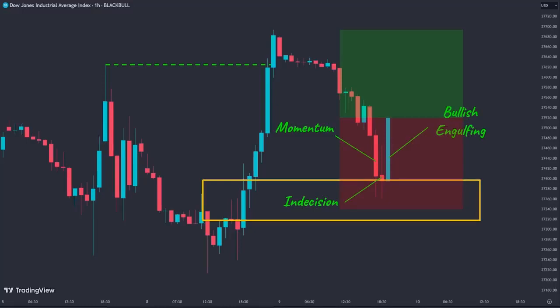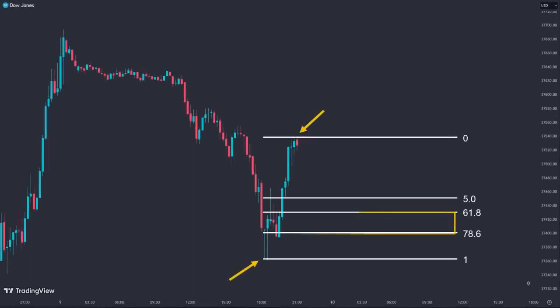To identify the pullback, we can zoom into a lower time frame and apply the retracement levels one more time. Here on the 15-minute chart, we consider this as the latest bullish movement and apply the retracement tool. This area is considered the golden zone and potentially provides us with a perfect trading opportunity to go long.